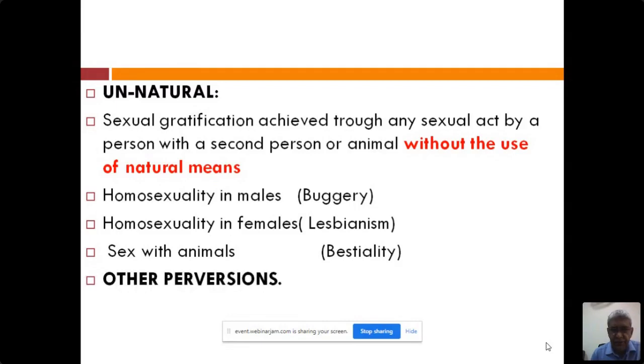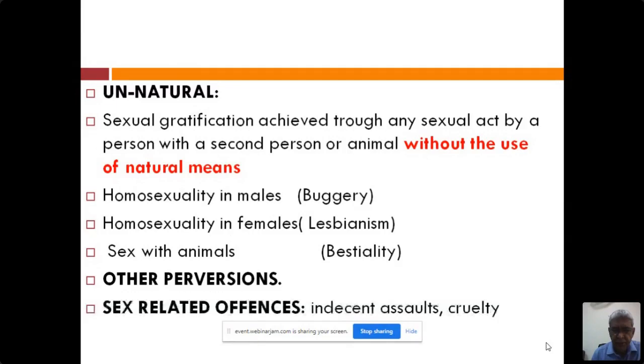In addition to these unnatural ways, there are some perversions in which sexual gratification is achieved by doing some sexual activity in the form of indecent assaults or cruelty. So, the sexual offenses are grouped into two categories. In the first category, the sexual activity is being done, but it is illegal. Further, it is based upon the using of the natural opening of the female genital tract in the form of zina, rape, or fornication.